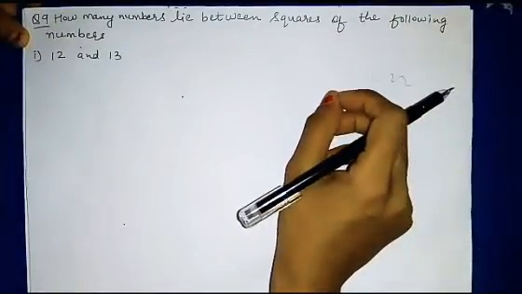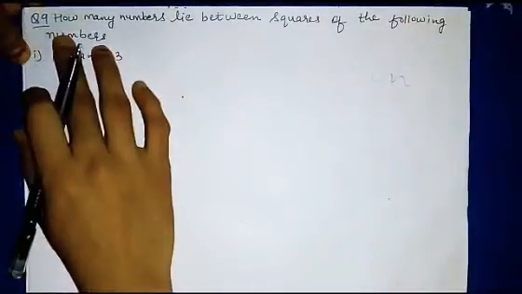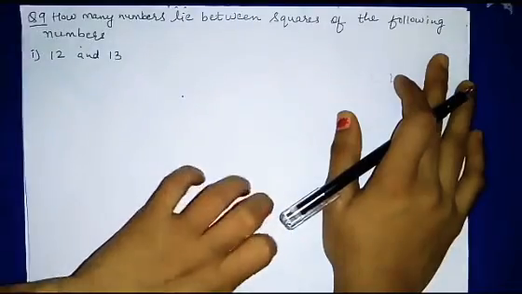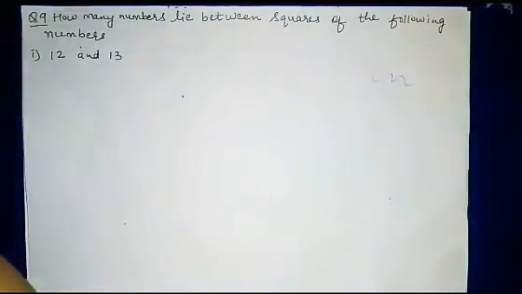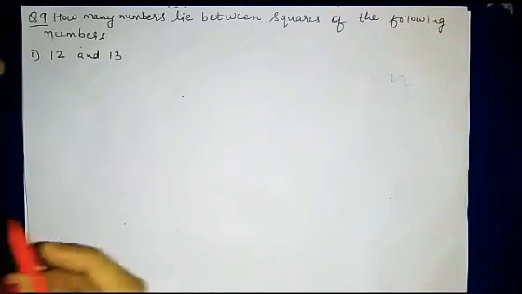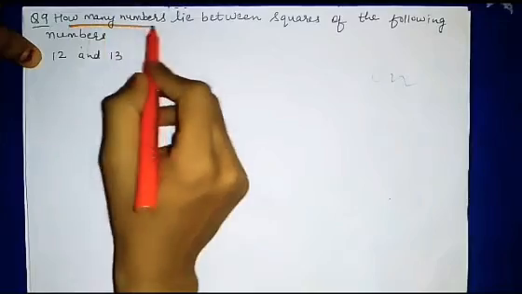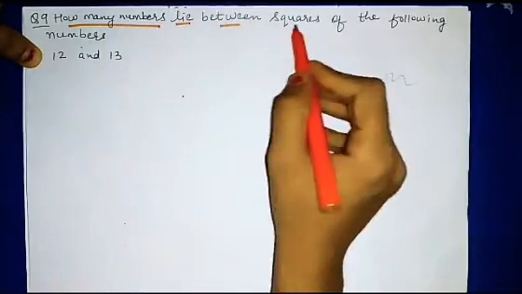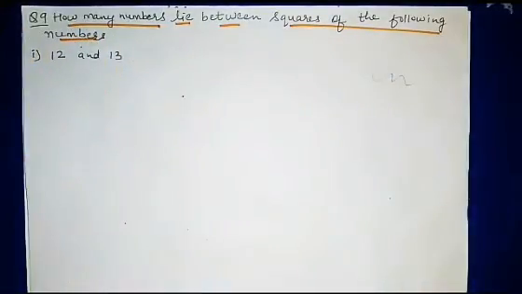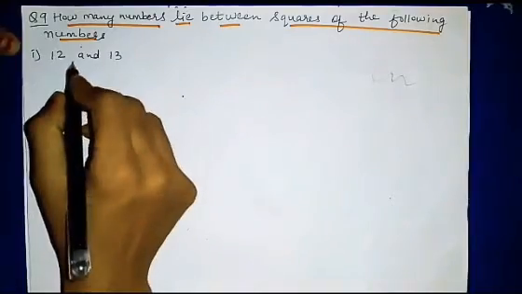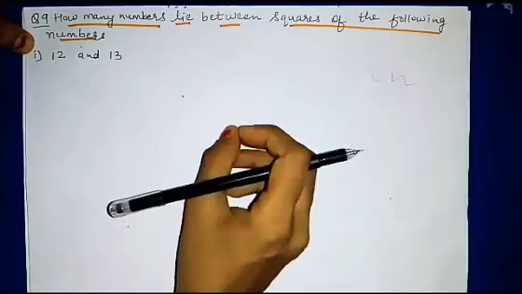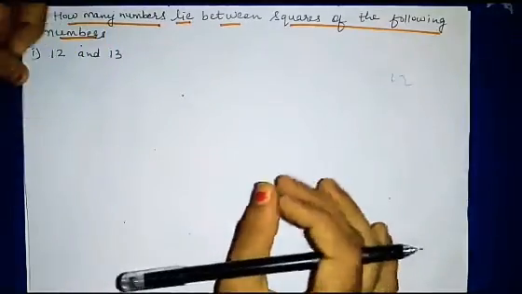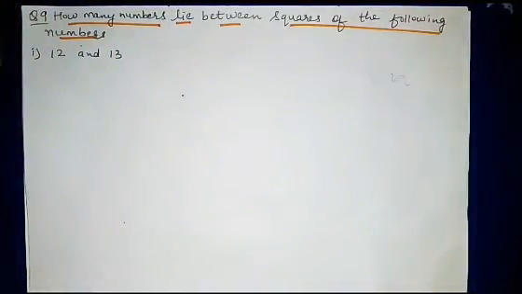Hello students, now we will see question number 9 of exercise 6.1, which is the last question of this exercise. Okay, so let us first see the question. The question is, how many numbers lie between squares of the following numbers? If you square both numbers, then after squaring, they are asking how many numbers lie between both answers.